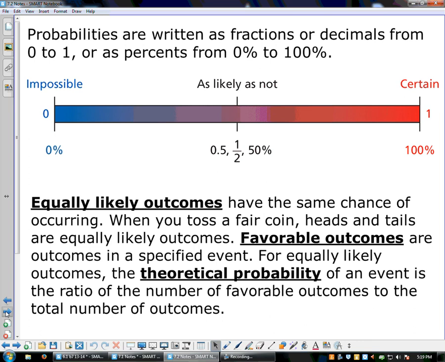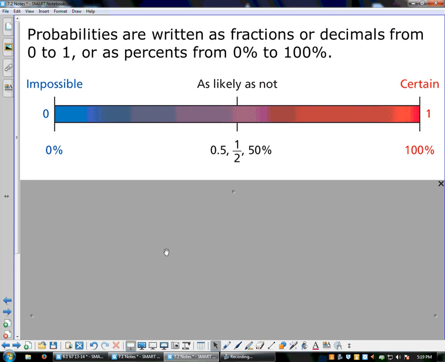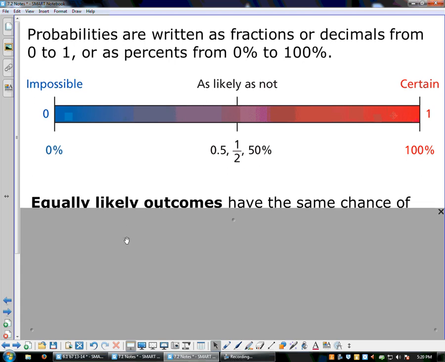Whenever we talk about probabilities, they're going to be written as a fraction or decimal from 1 to 0, or percents from 0% to 100%. So if we're taking a look at this little scale here, again, impossible would be at 0 or 0%. Certain will be at 1 or 100%. As likely as not, so about a 50-50 chance, you see right in the middle, is 0.5 or a fraction of a half or 50%. So the closer you get to red, the more certain it is to happen, vice versa with the blue.